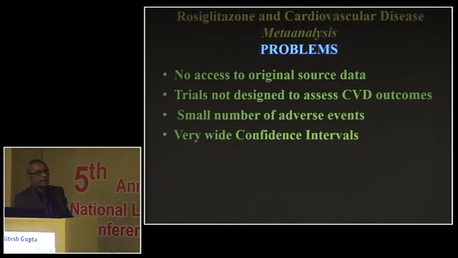But there were some problems highlighted. Based on this, FDA issued a box warning that one should be cautious, and it was withdrawn from India. But then there were some problems with the meta-analysis, that original source data could not be accessed. Trials were not designed to assess CVD outcomes, so they were just usual data. And the adverse events were very small, and the confidence intervals were very wide, 1 to 2.5. So it was very difficult to conclude anything.